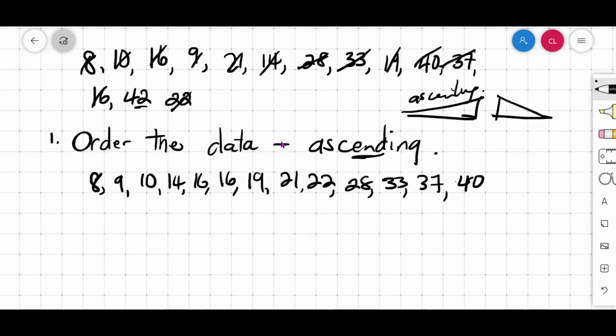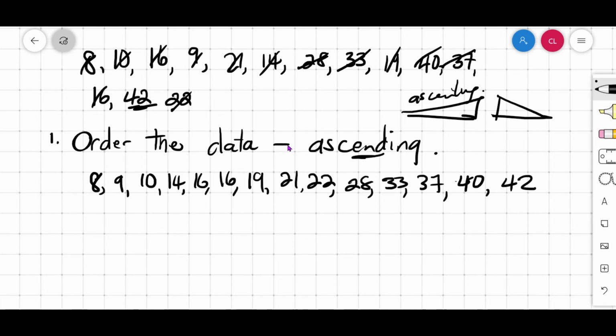And then we have 42 as the last one. 42. Let's count. 1, 2, 3, 4, 5, 6, 7, 8, 9, 10, 11, 12, 13, 14. So I should have all of them accounted for.